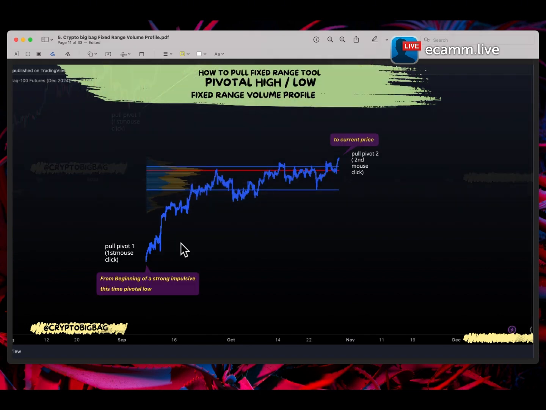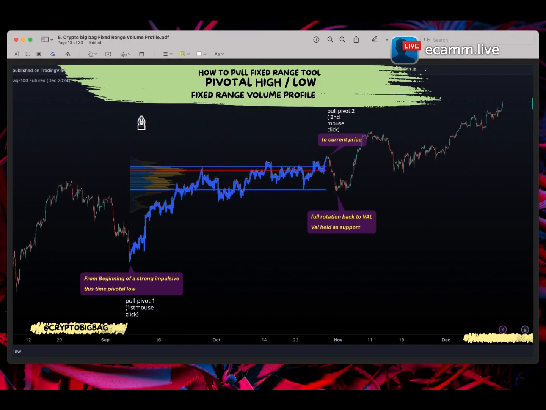And I hope you understand how to draw a fixed range, how to pull a fixed range from a pivotal high or low. Look for a swing high or swing low, where price reverses strongly, like a pivot in the charts. And you can pull the fixed range from the beginning of the pivot to the current price, right? To find key levels, SR levels, value area high, POC, and value area low.